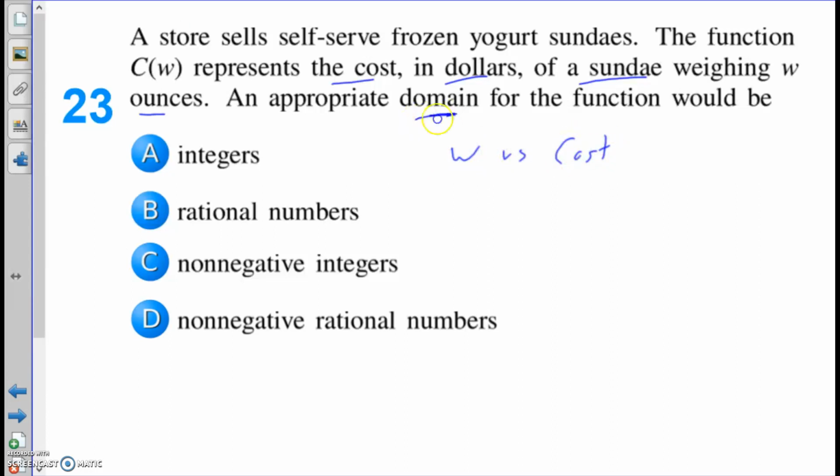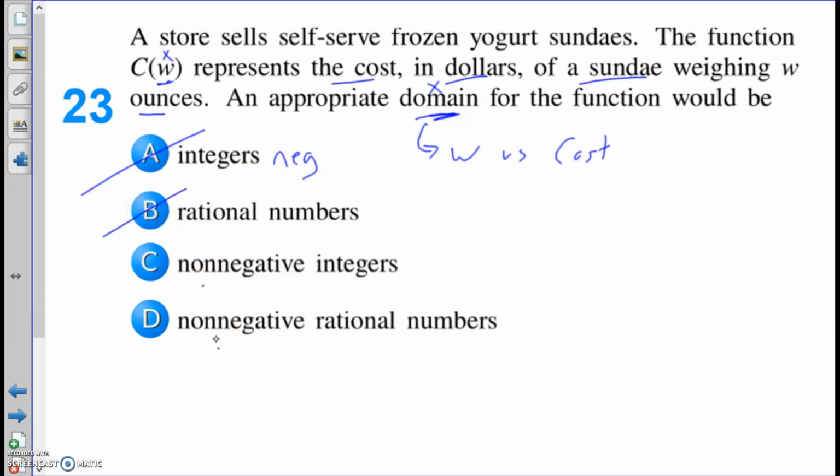And so a domain is referring to your x values. So this would be our weight here. All right, C of W, like W is replacing x and domain is x. So what's an appropriate domain for the weight of frozen yogurt? Could you use integers? Well, the problem with integers is integers are positive and negative, and you don't really have a negative weight of something. So that doesn't really make sense. Rational numbers. Well, rational numbers can also be negative, and that's kind of what we were talking about.